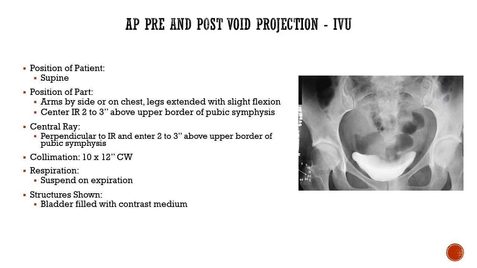We can also do AP pre and post void projections for an IVU. The patient will still be supine. The arms will be by the side or on the chest. The legs will be extended with slight flexion. We're to center 2 to 3 inches above the upper border of the pubic symphysis, and our central ray is going to be perpendicular. Our collimation is going to be a 10 by 12 crosswise, and we're going to suspend expiration. We'll see the bladder filled with contrast media and the pre, and then there'll be less than the post.